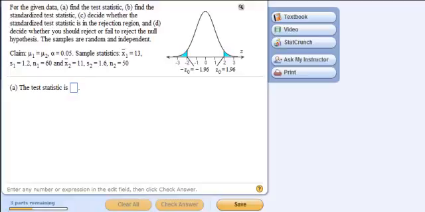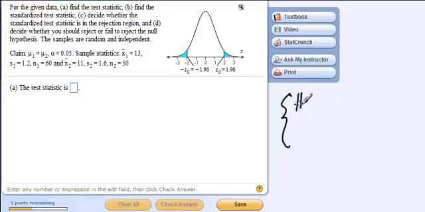In this problem, we're given a claim, an alpha level, and some sample statistics for 2 samples, and our claim has to do with the mean, so we're looking at a 2-sample z-test. And the first thing they want us to figure out is what's the test statistic. But before we do that, let's go ahead and write our null and our alternative hypotheses.